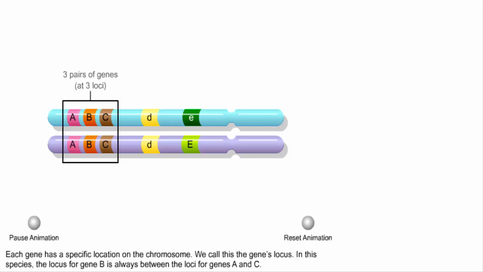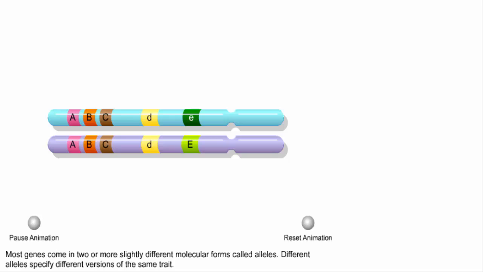We call this the gene's locus. In this species, the locus for gene B is always between the loci for genes A and C. Most genes come in two or more slightly different molecular forms called alleles. Different alleles specify different versions of the same trait.